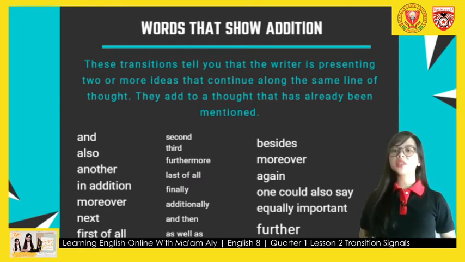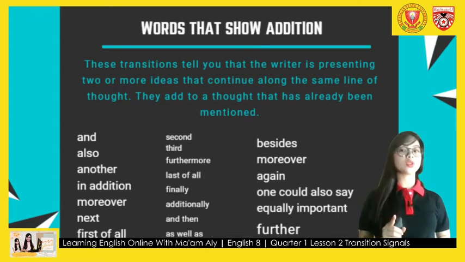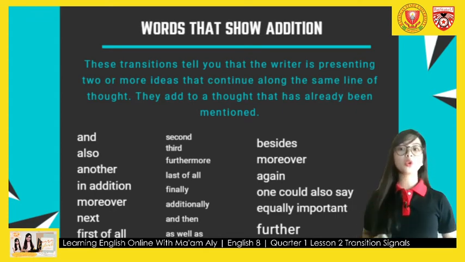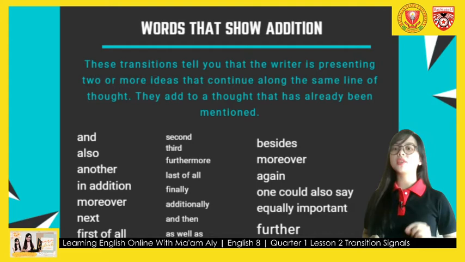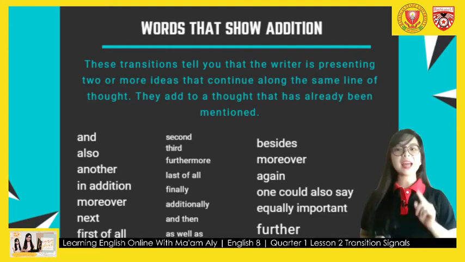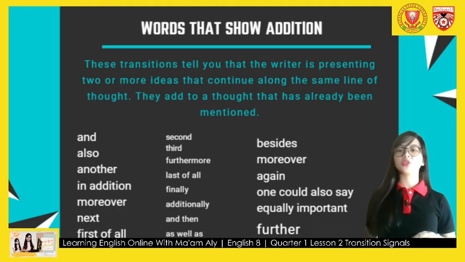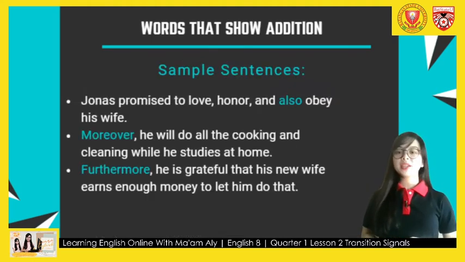Here, transition signals tell you that the writer is presenting two or more ideas that continue along the same line of thought. They add to a thought that has already been mentioned. Presented on your screen are the example words that show addition. Meanwhile, here are sample sentences that follow.